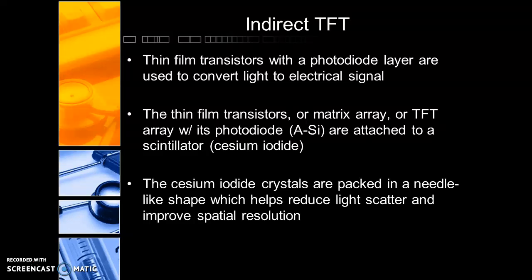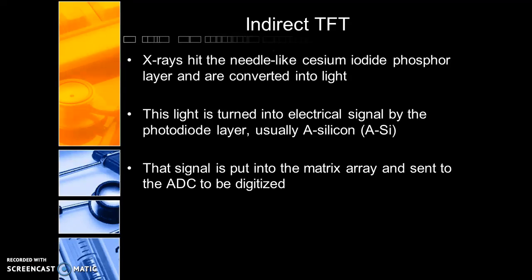So the cesium iodide crystals, similar to the phosphor crystals in CR, are packed in that needle-like columnar shape to reduce light scatter and improve spatial resolution. So when you're looking at a digital X-ray Bucky or a digital X-ray plate, what happens first in indirect is that X-rays are going to hit first that scintillator layer, which is cesium iodide, and be converted into light. The light is then converted to an electrical signal by the photodiode layer, which is amorphous silicone. Then that signal is going to go through those TFTs, sent to the ADC to be digitized and processed.